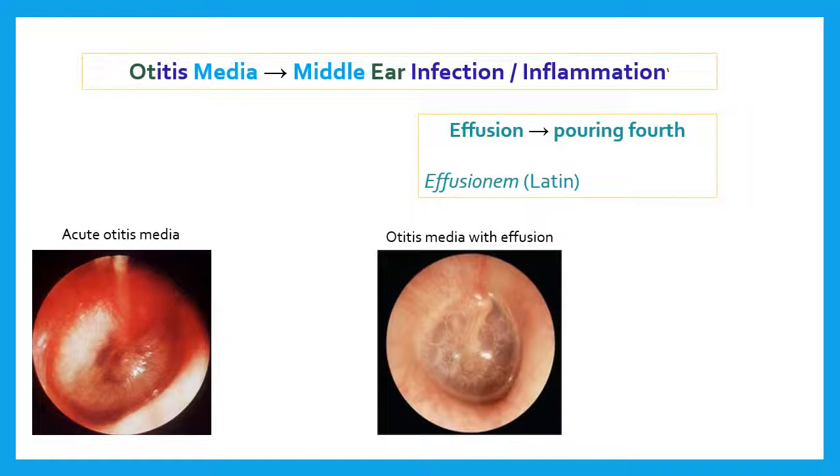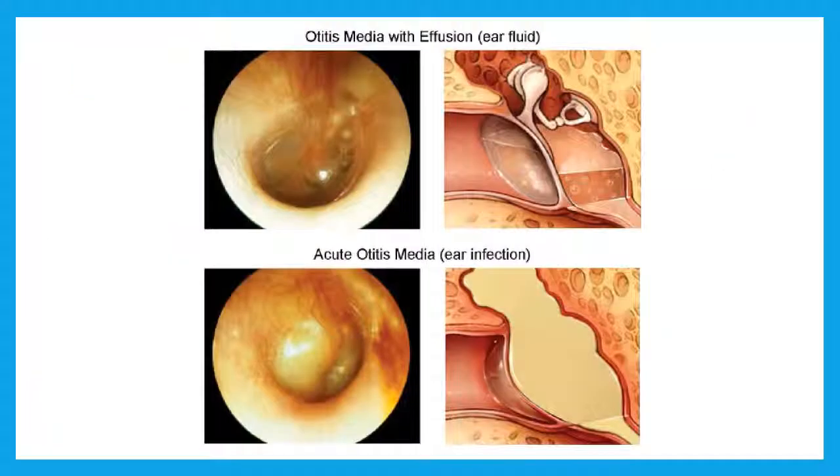Otitis media with effusion, also known as glue ear, is when there is a collection of fluid within the middle ear, but without symptoms of an acute ear infection. This collection of fluid normally precedes or follows an ear infection.